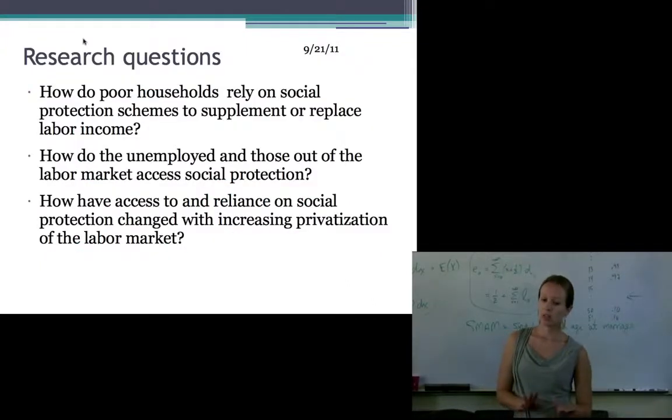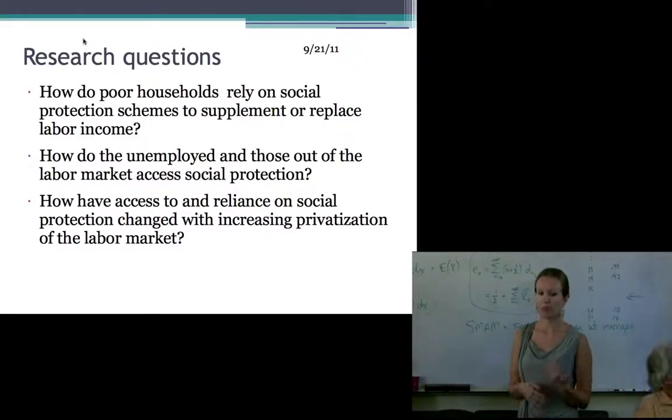So the research questions for this project are: how do poor households rely on social protection schemes to supplement or replace labor income? How do the unemployed and those who are out of the labor market access social protection? And how have access and reliance on social protection changed with the increasing privatization of the labor market?